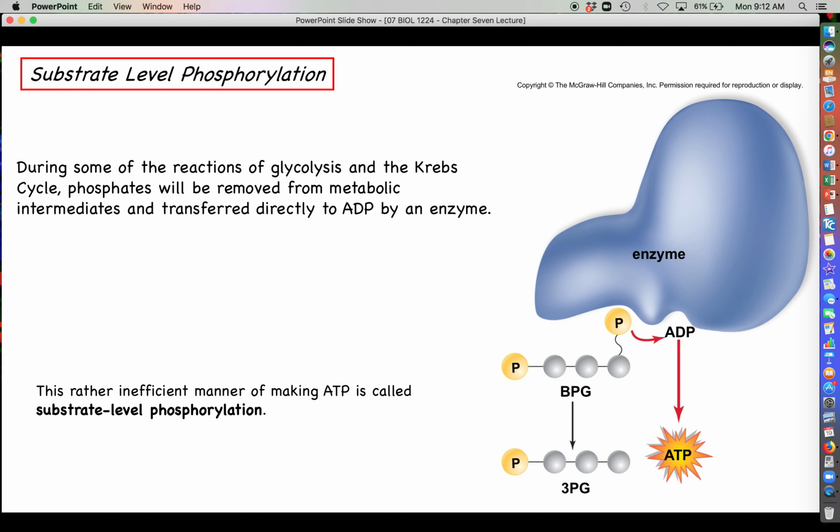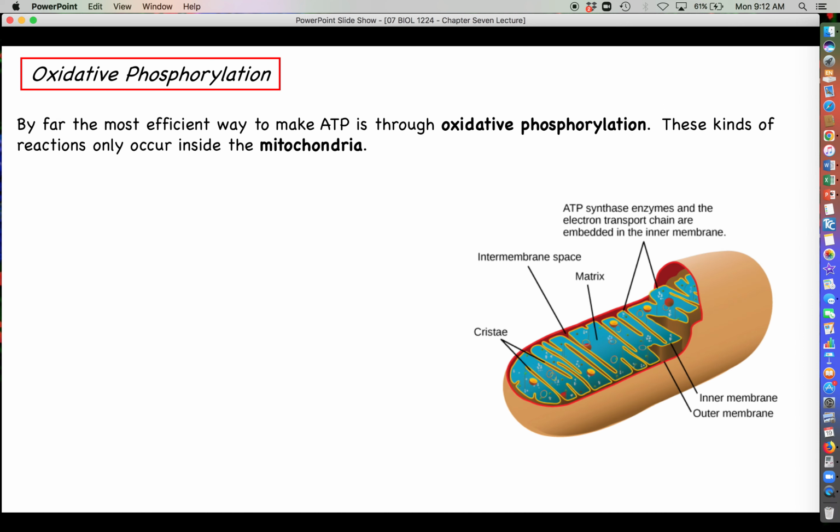It's kind of a happenstance kind of thing. It's just like, as long as we're removing this phosphate from this bisphosphoglycerate molecule, we might as well stick it onto ADP and make something worthwhile. So it's not a very efficient way of making ATP, but it's still a good way of making a small amount of ATP. You might as well make some ATP if you can. But like we said, the vast majority of ATP that we're going to end up making is via oxidative phosphorylation.